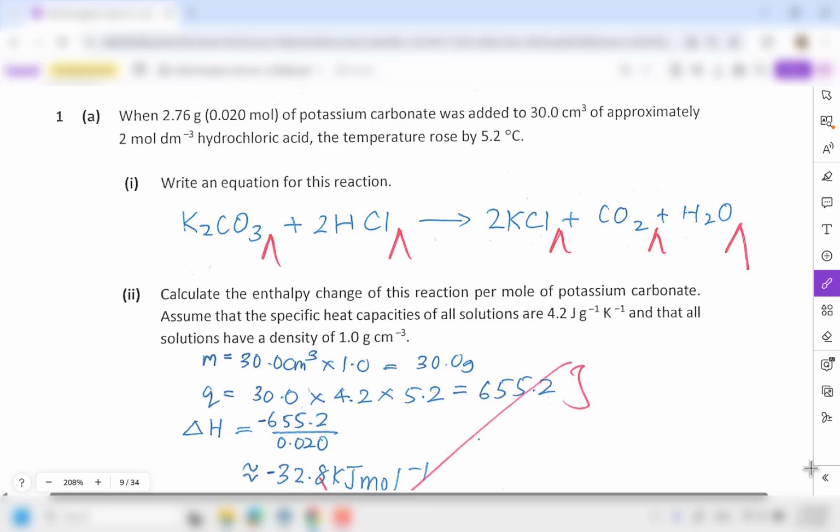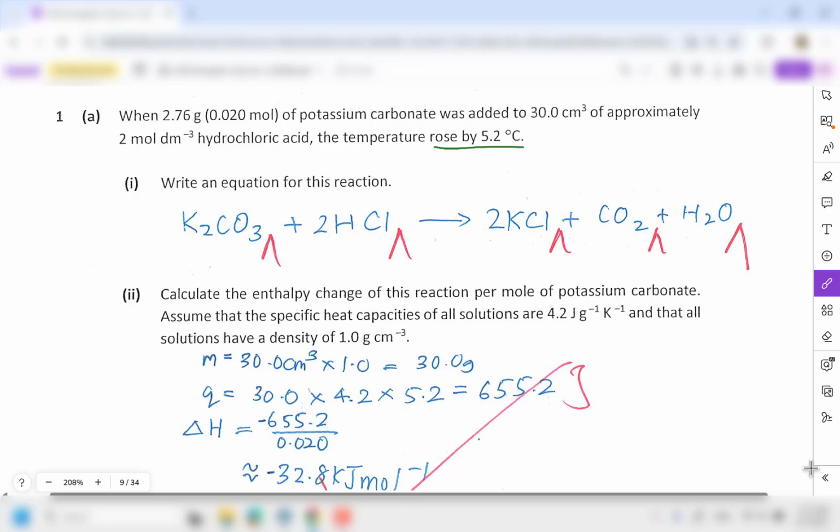For part A, we have 2.76 grams of potassium carbonate. You add it to about 30 cubic centimeters of about 2 moles per dm³ of hydrochloric acid. You were told that the temperature increased by 5.2 degrees Celsius. So you have some of the important information that you require for your calculations. For A part 1, you are required to write an equation for the reaction that occurs. This is a simple reaction that you have learned before in secondary school. It's what we call a carbonic acid reaction, which gives off carbon dioxide gas.